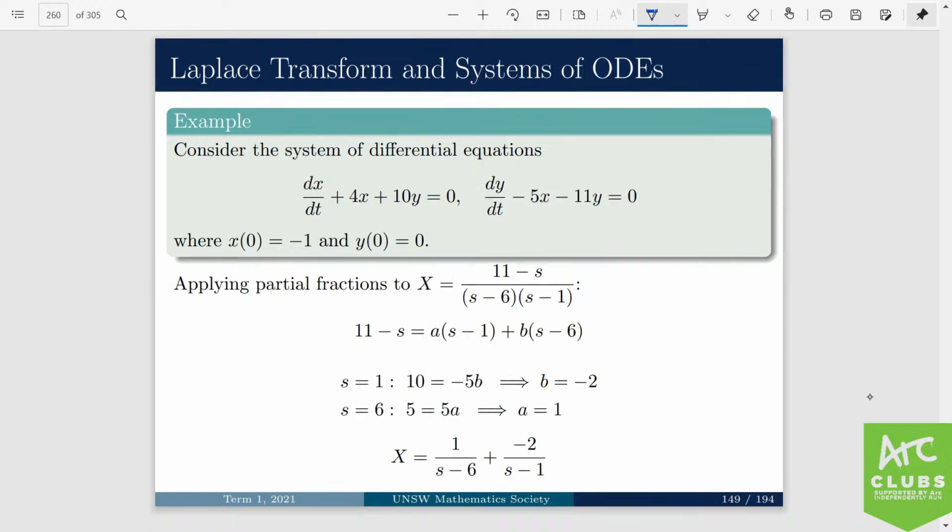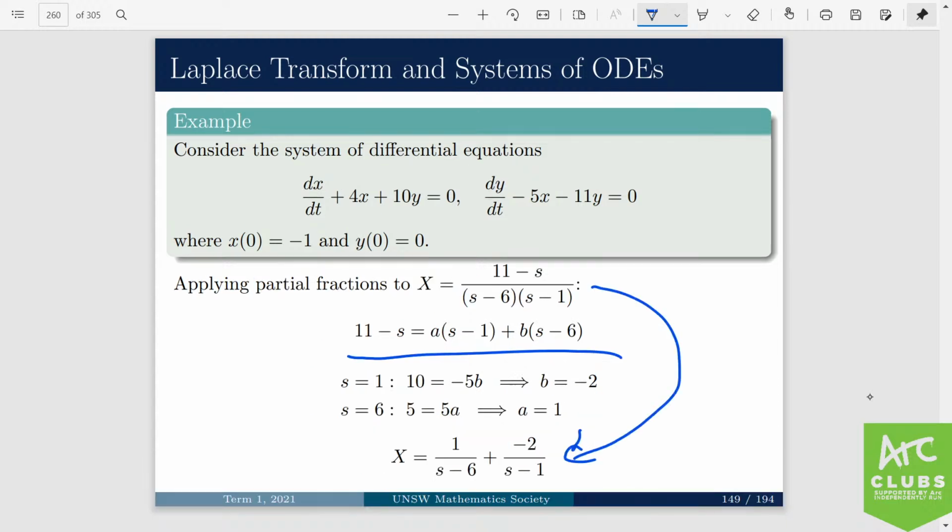So we use the same process as before. We end up getting this expression. So we look at the case when s is 1. That gives us one constant. And then we look at the case where s is 6. That gives us the other one. So then we can say that this expression is equivalent to that, which is very useful because then we can use our tables.